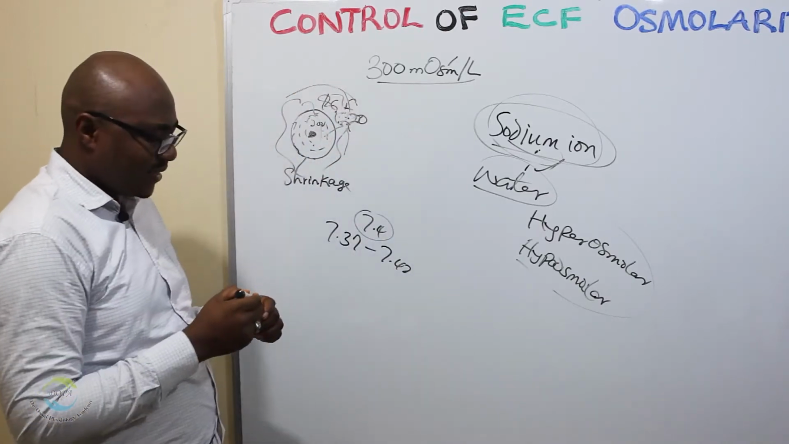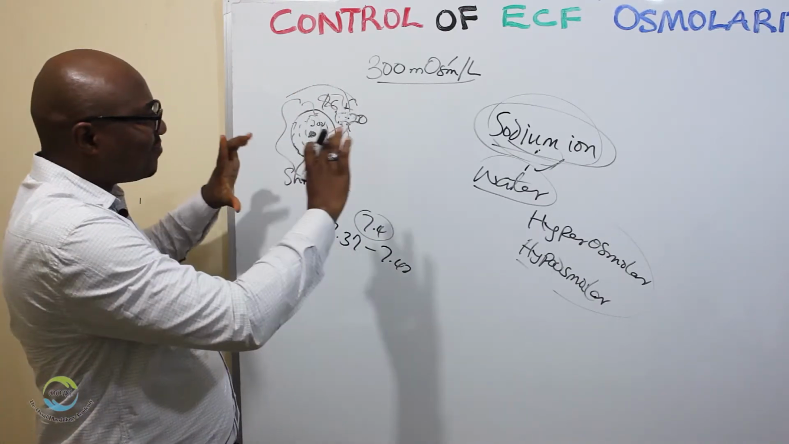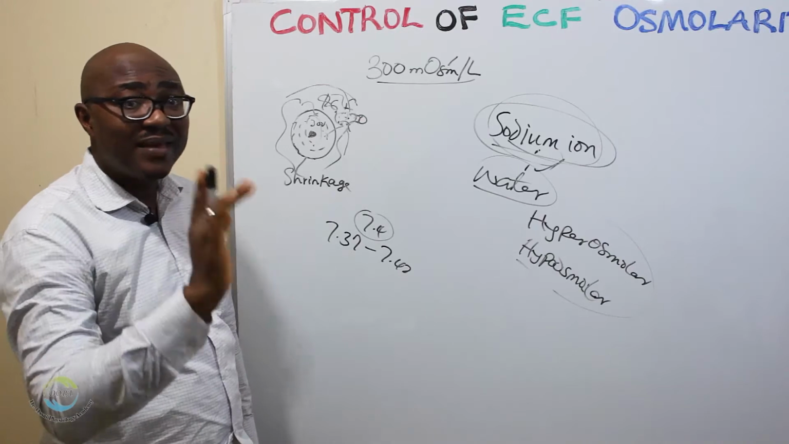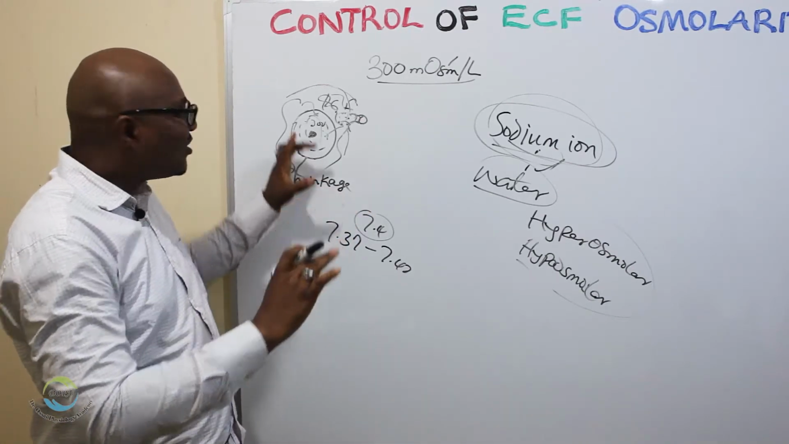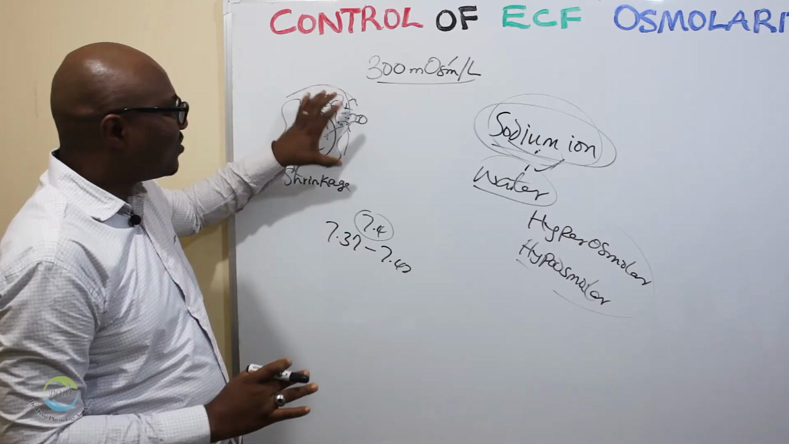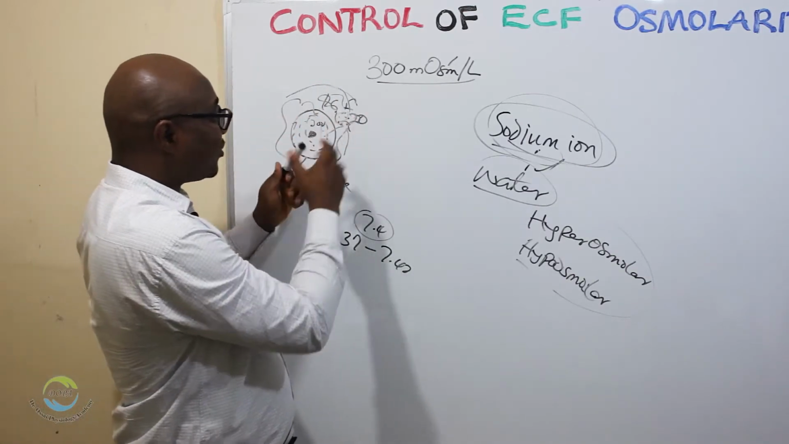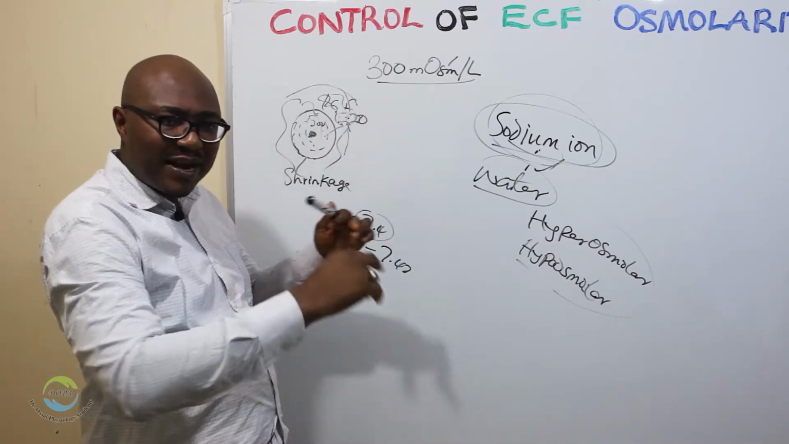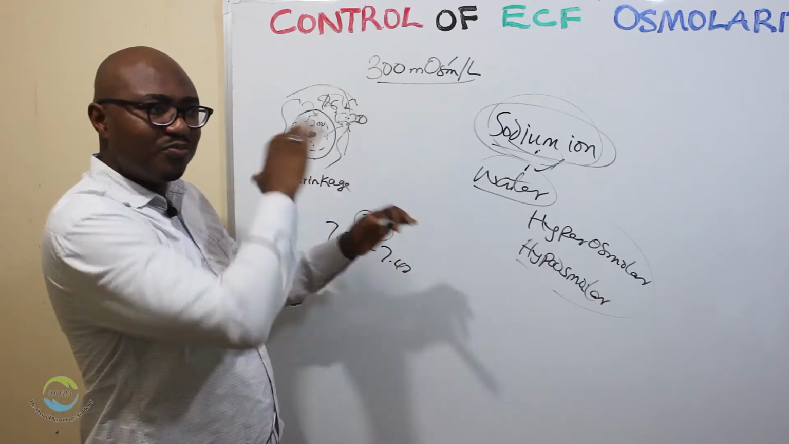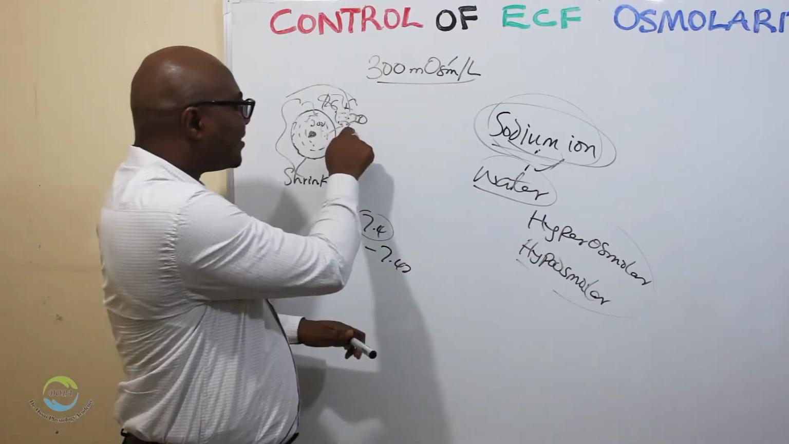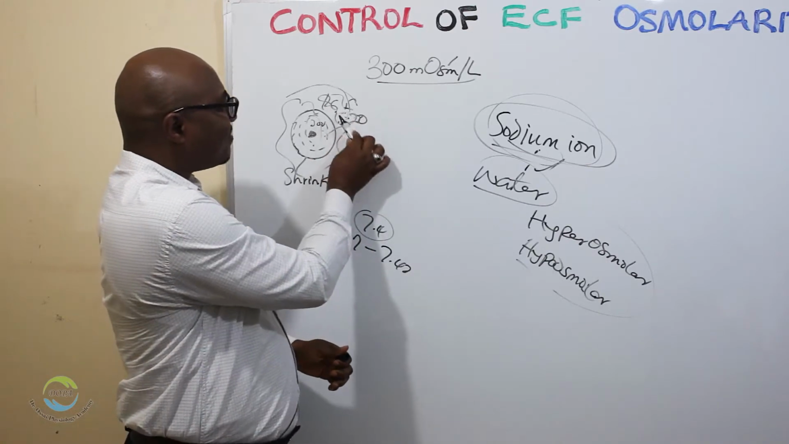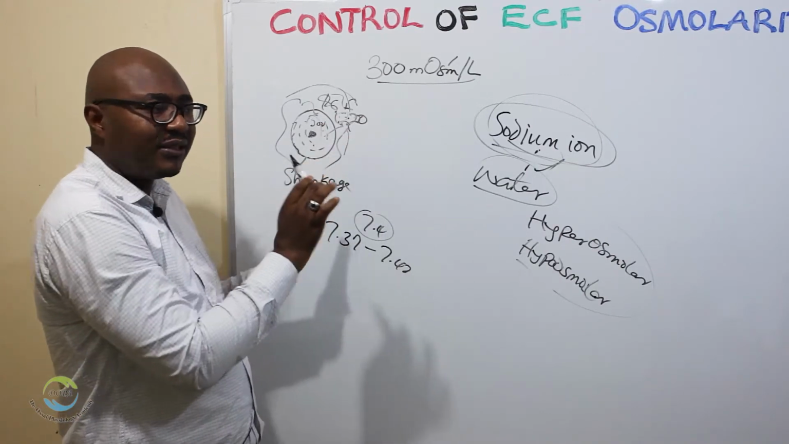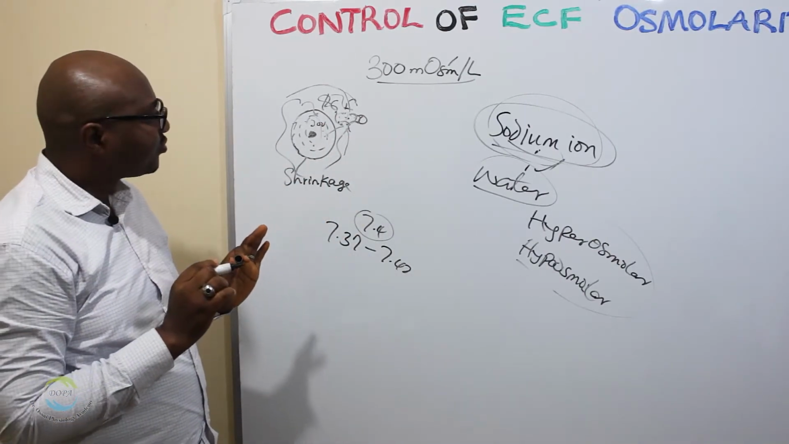So that is why there needs to be that control. And the body already has mechanisms, not just one mechanism, several mechanisms to ensure that this osmolarity is maintained. The ECF osmolarity, the focus is on the ECF, okay? Because the plasma is what moves, blood moves around. So that's why the focus is on the ECF. So make sure that the ECF is maintained at that 300. Once it's maintained at that 300, everything balances up. Okay?